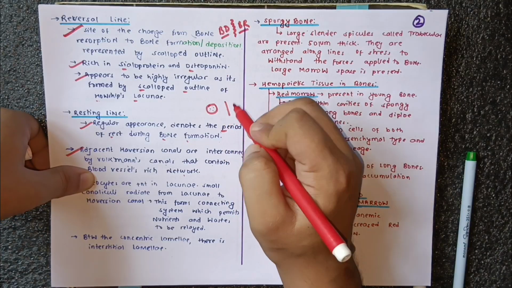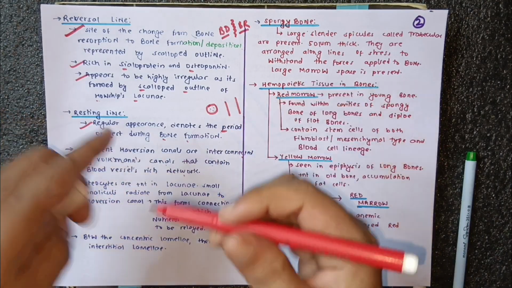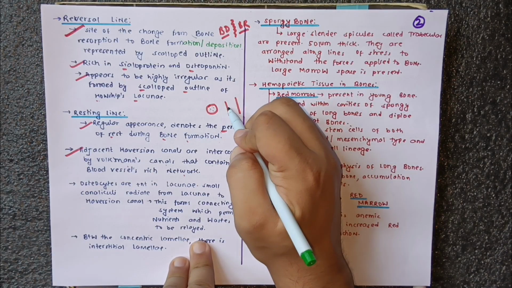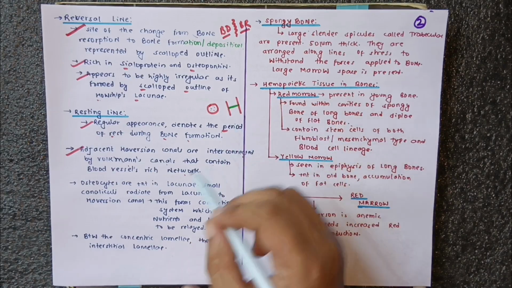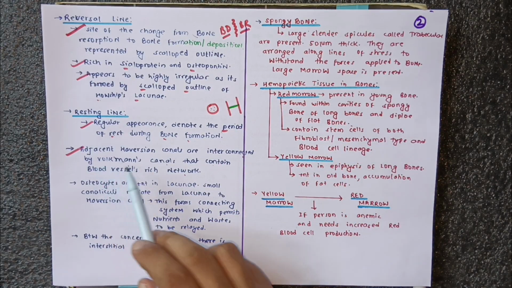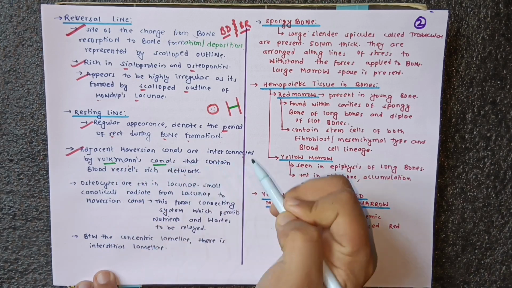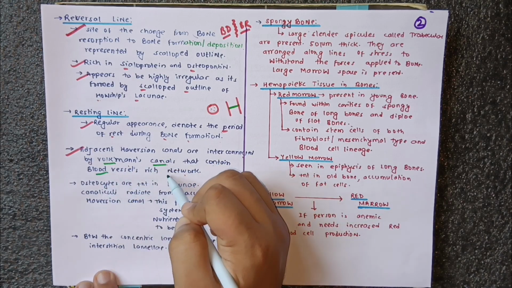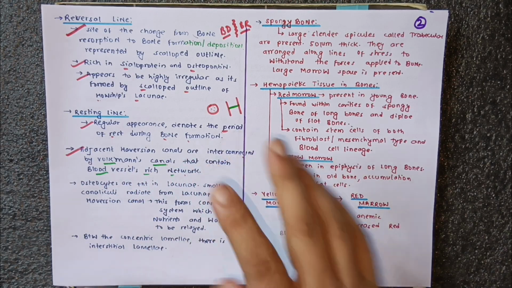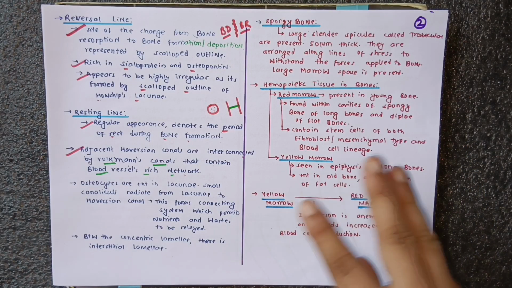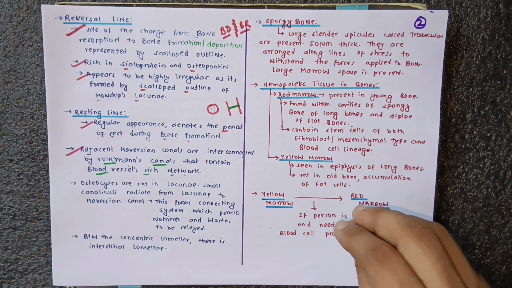If this is a Haversian canal and this is another Haversian canal, then they are connected horizontally by a Volkmann canal. That is what is written here: adjacent Haversian canals are interconnected by the Volkmann canal, which contains a blood vessel rich network. So the Haversian canals and the Volkmann canals together form the proper blood vessel rich network.